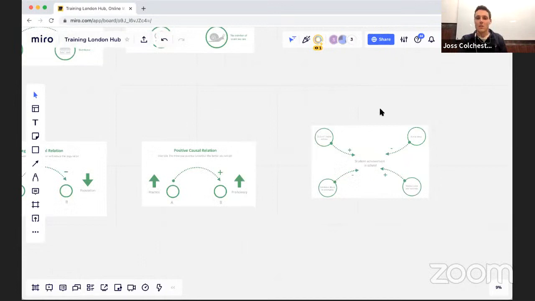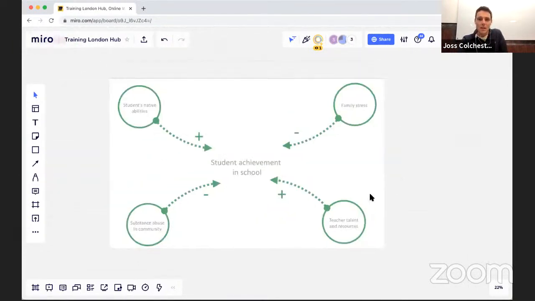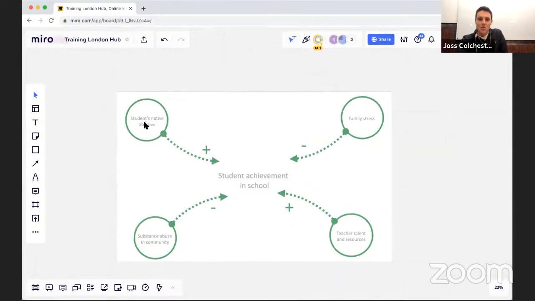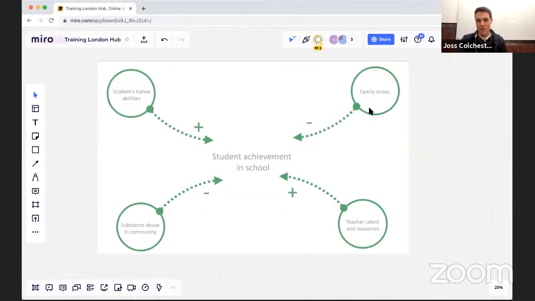Okay, so here is an example. Anybody want to try and walk me through this? So up here, we can see this is about student achievement in school. And we've got 4 factors around that, right? And we're asking, how do these variables move in relation to the variable of achievement, how well that student is achieving in school? So up here, we've got students' native ability.